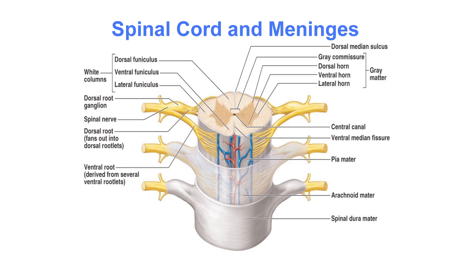Then all the white columns around the horns. You have the dorsal funiculus, which is in the back, the lateral funiculus, which is on the side, and then the ventral funiculus, which is in the front. So that's the spinal cord itself. You can see the nerves coming out of the spinal cord is the dorsal root with that dorsal root ganglion, with satellite cells inside. And in the front you have that ventral root. That's for motor, dorsal root is for sensory. And they connect together to make one spinal nerve. So this is the whole spinal cord.